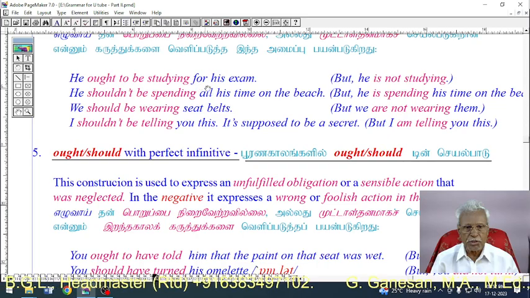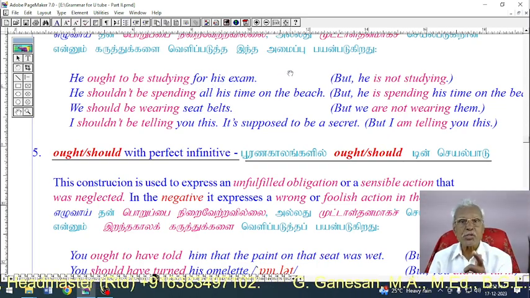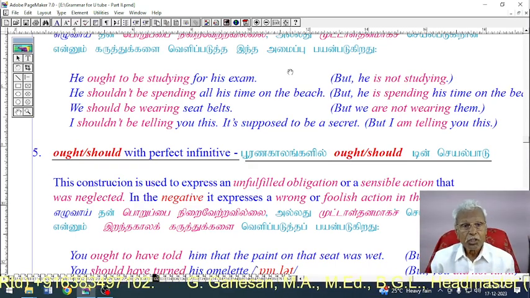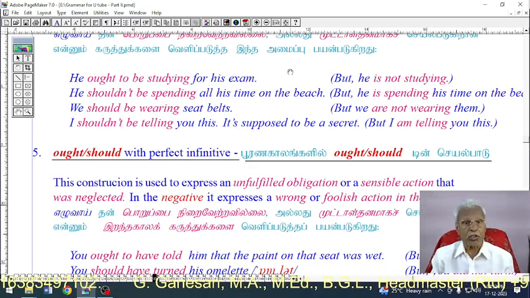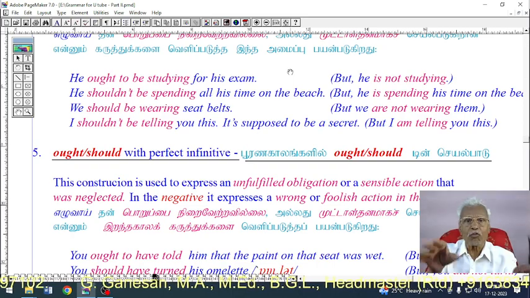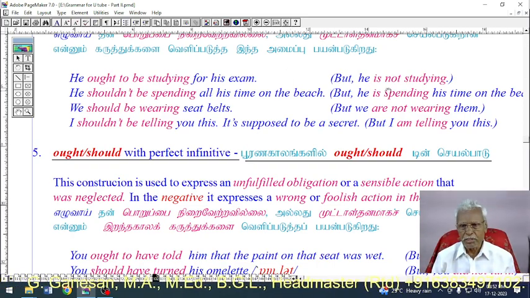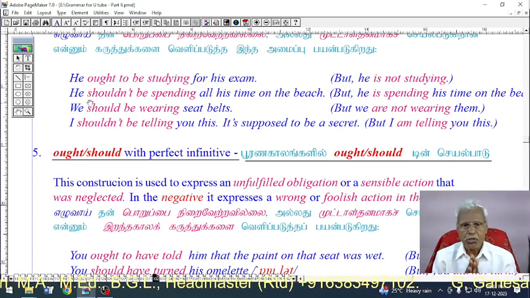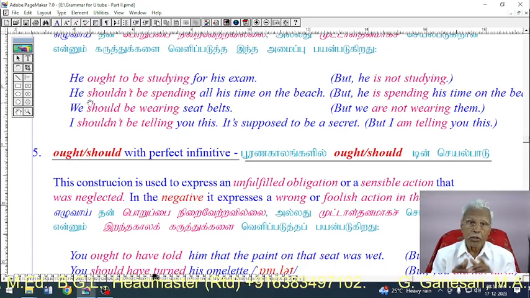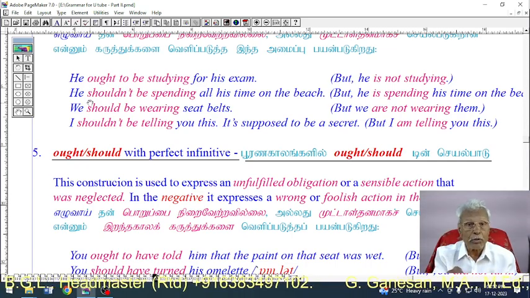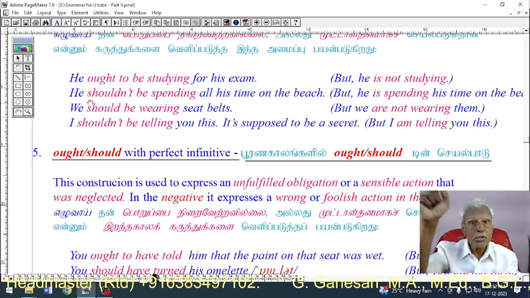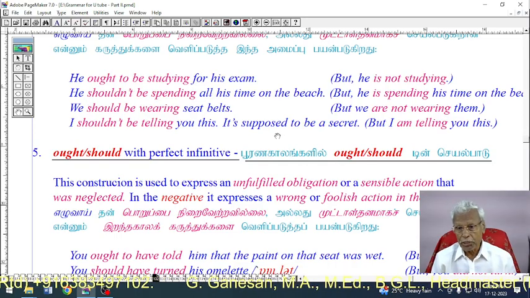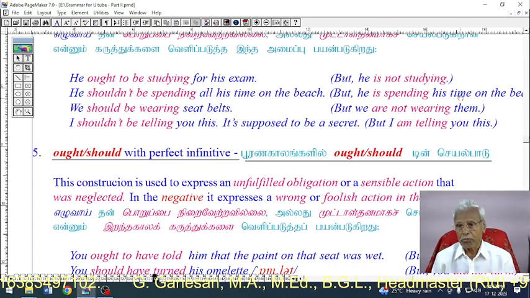He ought to be studying for his exam. He should be studying for his exam. That means he is not studying. He should be studying, he ought to be studying for his exam, means he is not studying for his exam. He shouldn't be spending all his time on the beach. He should not be spending all his time on the beach. What does it mean? He is spending all his time on the beach, but he should not be.